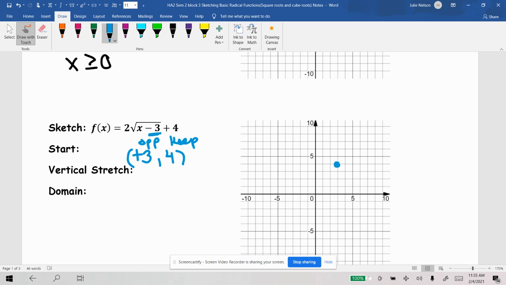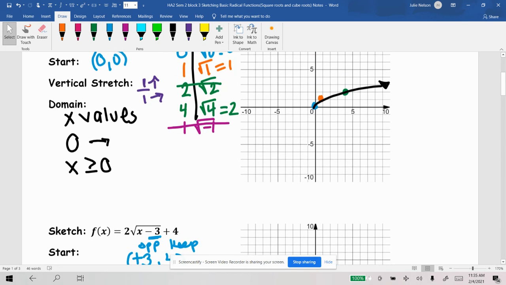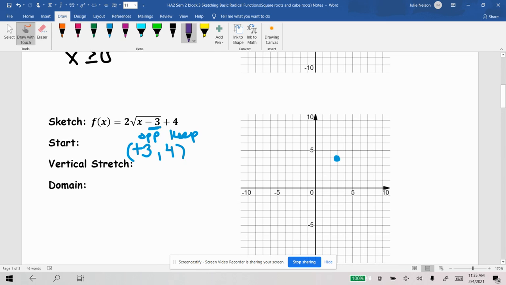Then I look at my vertical stretch. That is the number in front of the square root function. So the number in front of the square root function, this right here, is what we call a. That's the vertical stretch. That's 2 over 1. So from our starting point, I go up 2, right 1. And those are the only 2 points you need.